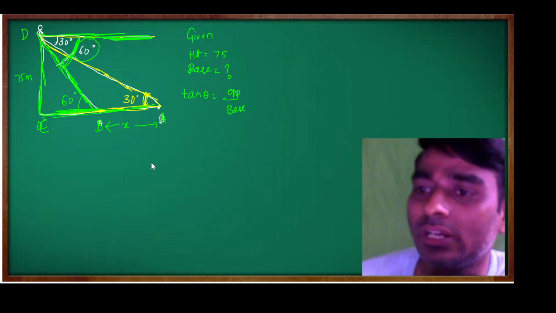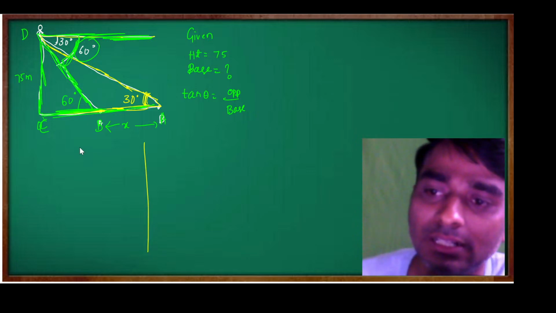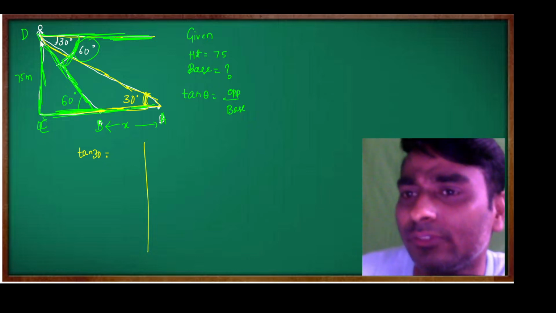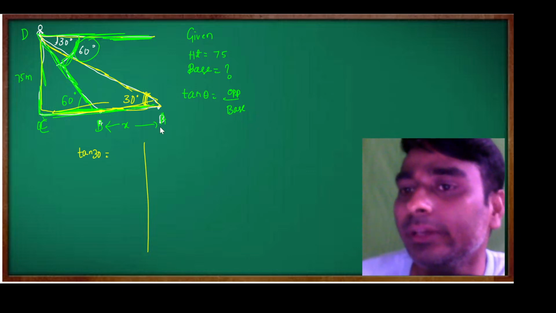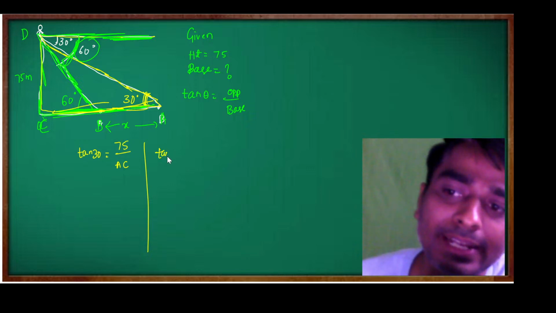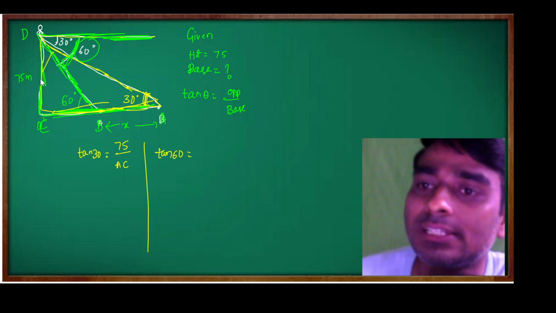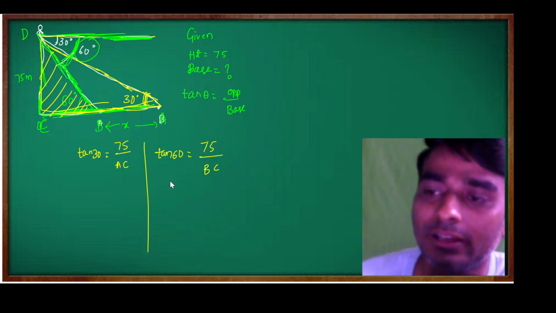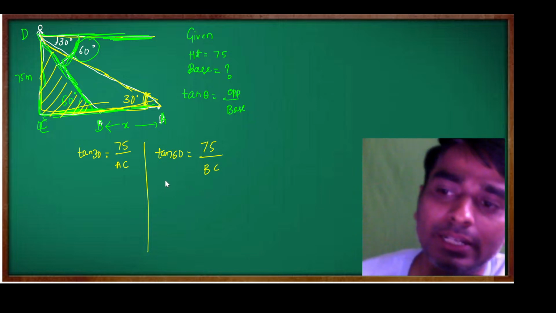For both angles we will use this only. On one side I will do tan 60 and on the other side tan 30. First let's take tan 30. Tan 30 is for this complete triangle, the bigger one. In tan 30, what is the base? Base is AC. And what is the height? 75. If you take tan 60, tan 60 is for only this smaller triangle. What is the base here? BC. What is the height? Same, 75. Now what is this tan 60 given by?